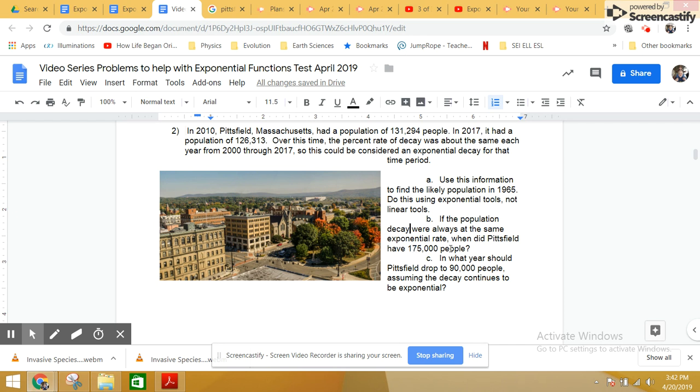When did Pittsfield have a population of 175,000 people? That was in the past because it's shrinking. And when in the future would it drop down to 90,000 people, assuming the decay continues to be exponential?